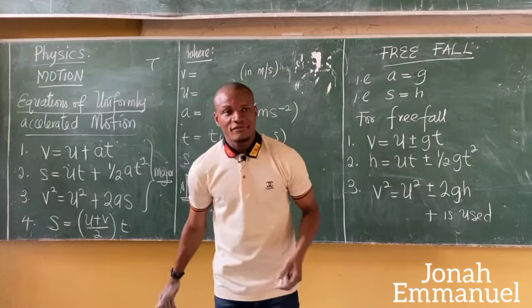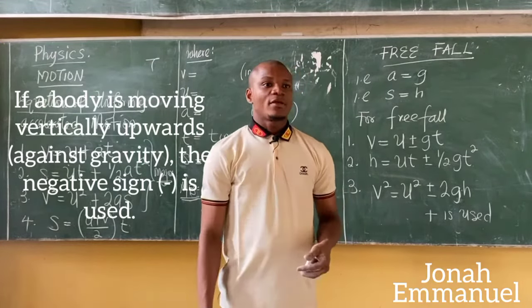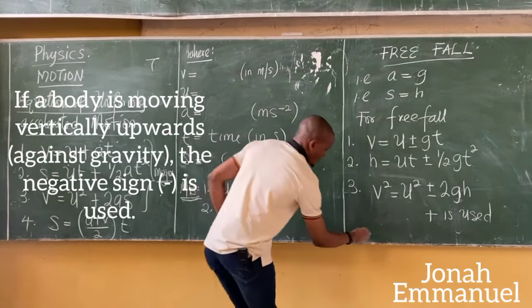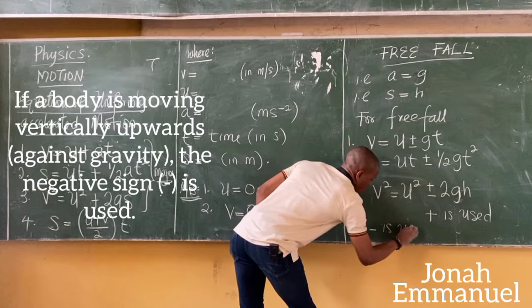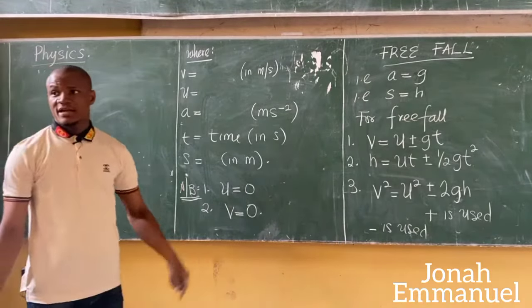But if a body is moving vertically upwards, minus is used. Why? Because the body is going against gravity.